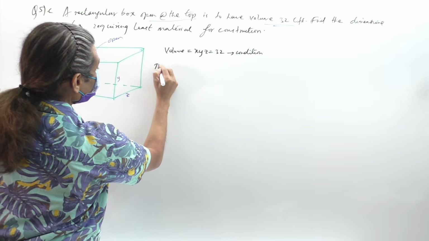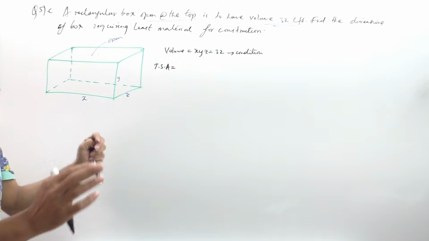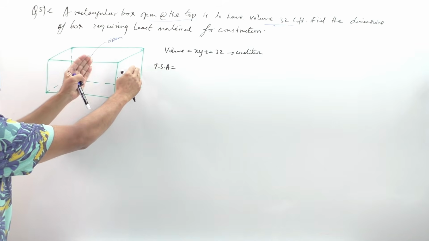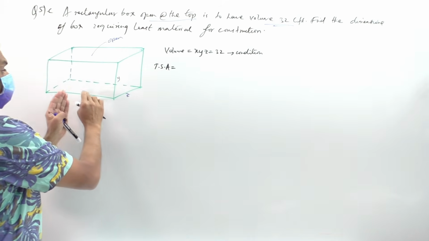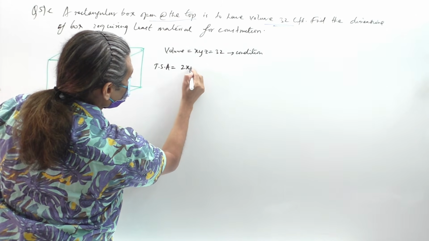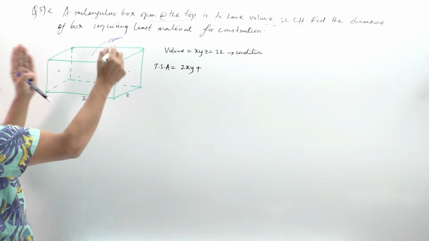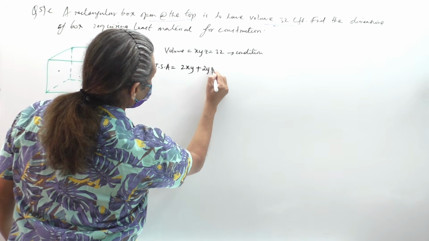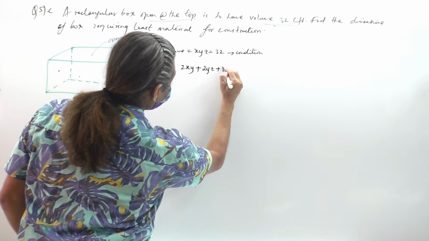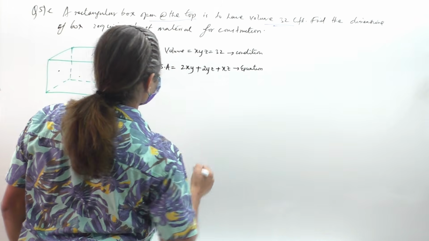So the total surface area will be the sum of the faces. The front and the back face, x into y, so xy plus xy, 2xy. Plus this and this, y into z, so 2yz. But the top is open, so xz will be only one face, just xz. This becomes the equation.